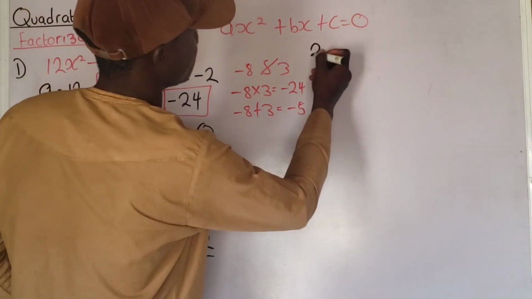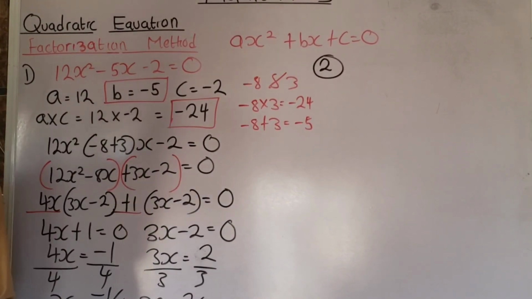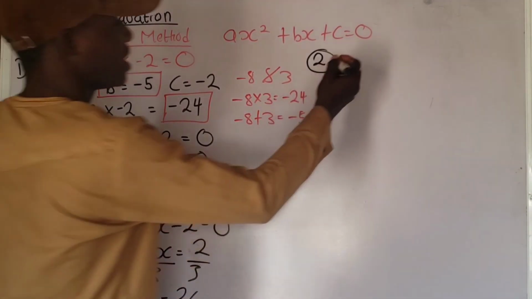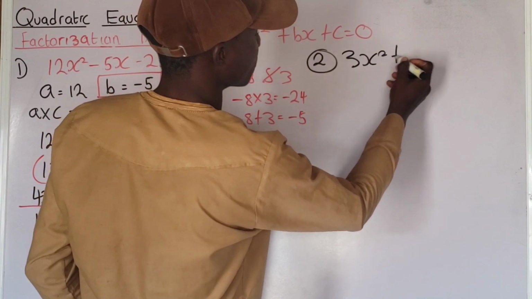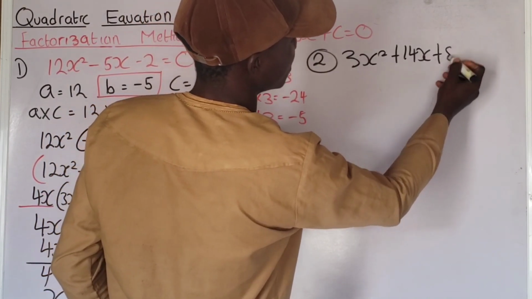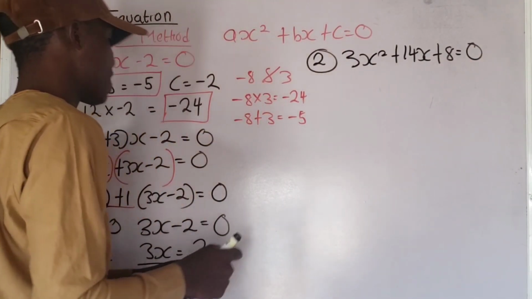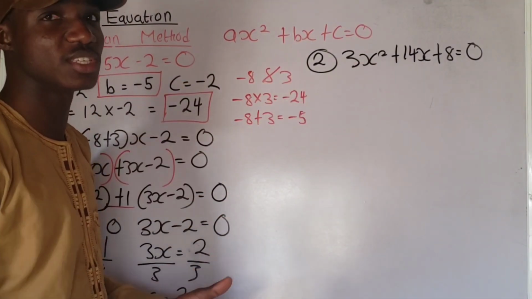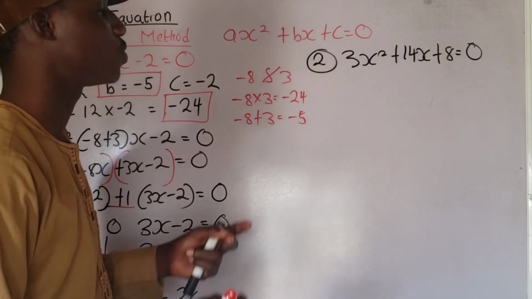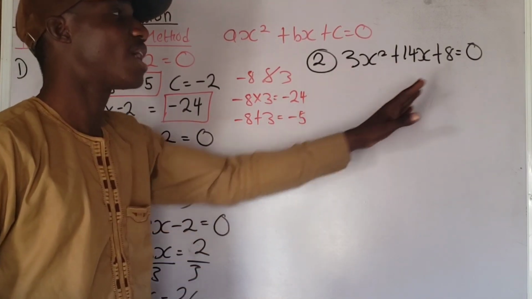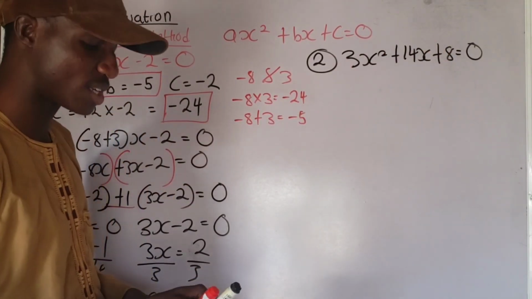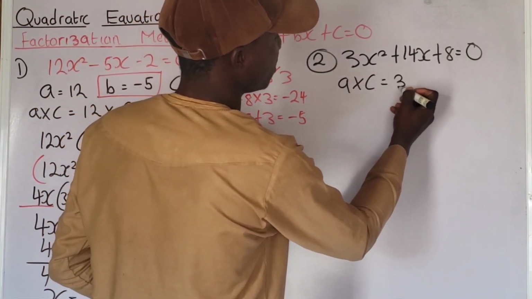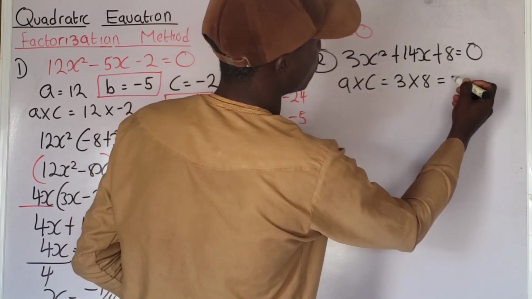We have to find the value of x in the quadratic equation 3x squared plus 14x plus 8 equals 0. Now you can see that in this quadratic equation as well, the coefficient of x squared is not unity, that is, it is not 1. Hence, I'm going to take the product of the first term and the constant term. So I'm going to have a multiplied by c equals 3 multiplied by 8. 8 times 3 is equal to 24.